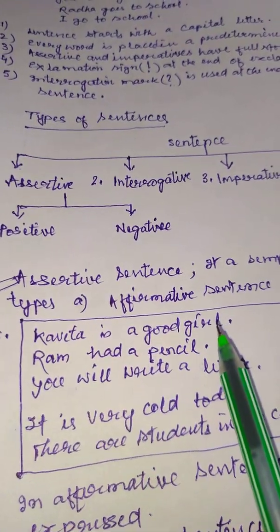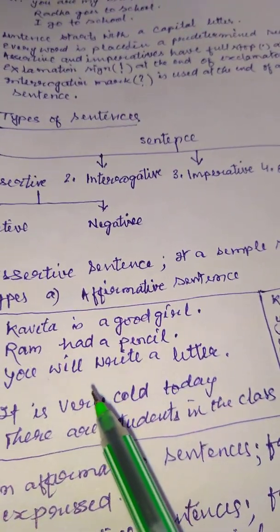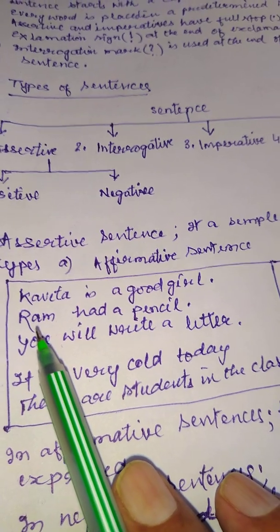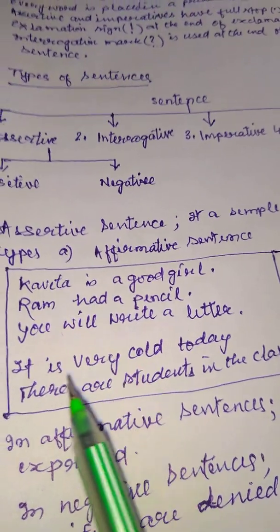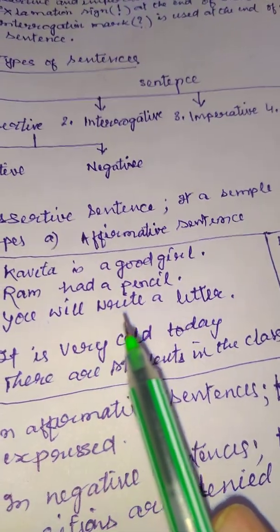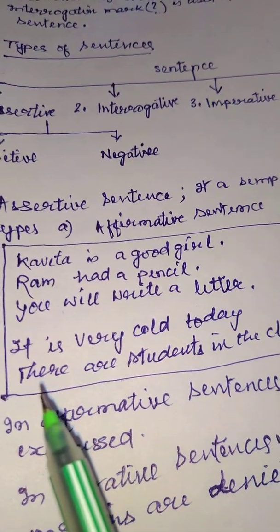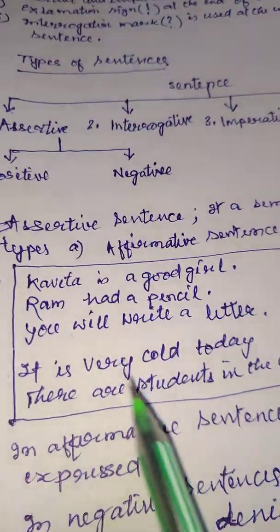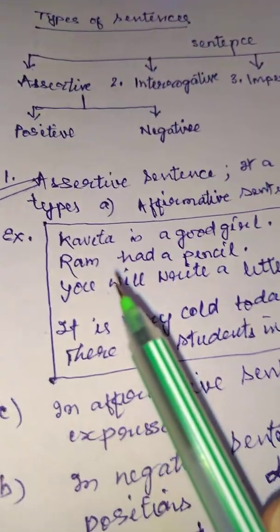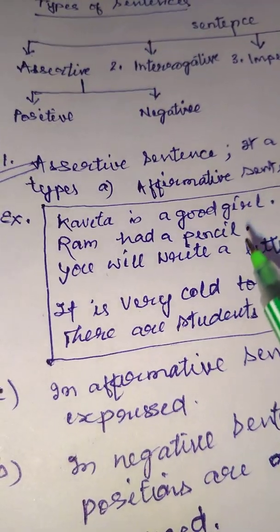Like the first example, Kavita is a good girl. This is an affirmative sentence because we are telling something about somebody to someone. The second sentence, Ram had a pencil. Ram के पास एक pencil थी. Third one, you will write a letter. Fourth, it is very cold today. Another example, there are students in the class. So these were all 5 affirmative sentences through which we have stated our statement or conveyed it to others.